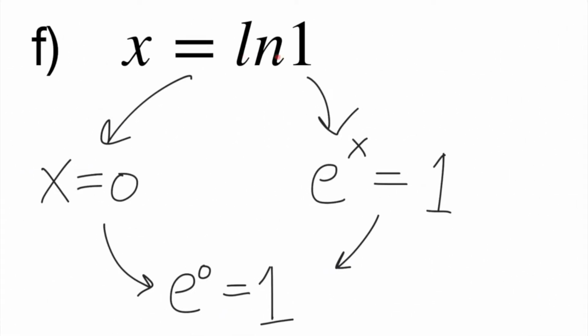Here, if you were to type the natural log of 1 into a calculator, it would give you 0. Why is that? It's because e to the what power will give you a power of 1? And the answer is, well, you have to have a 0 here. e to the 0 will equal 1, and that's why x is equal to 0.